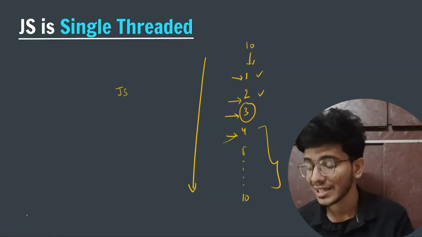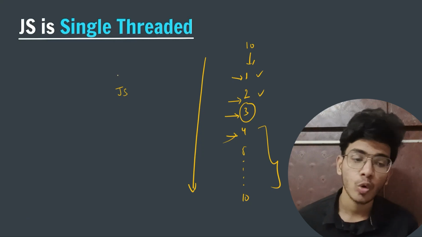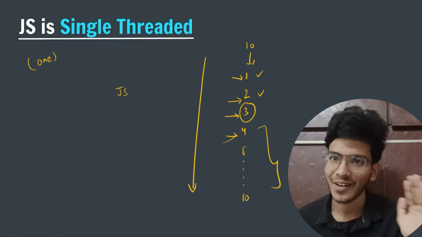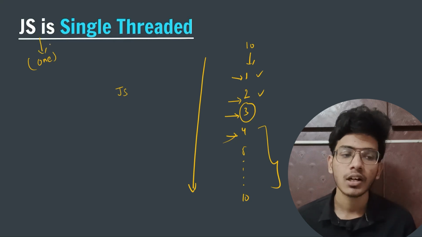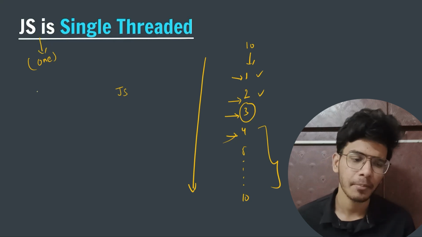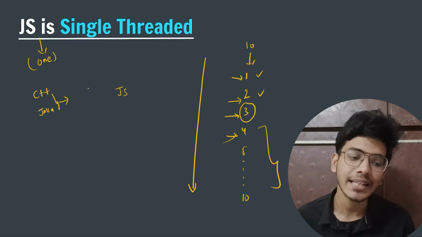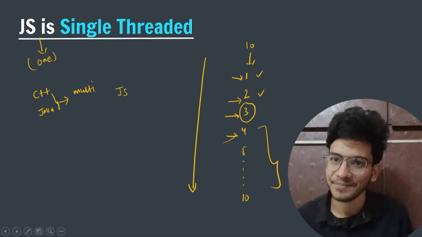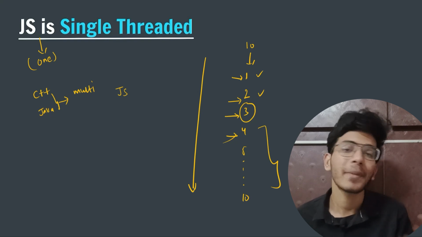And one more thing is that the meaning of single thread is that it can do only one work at a time. JavaScript, you need to keep this in your head, JavaScript can do only one work at a time, whereas other languages, for example C++, Java, all these languages are multi-threaded languages. It means that they can do n number of things at a time, but JavaScript can't do multiple things at a time.